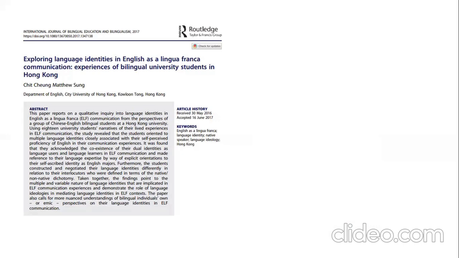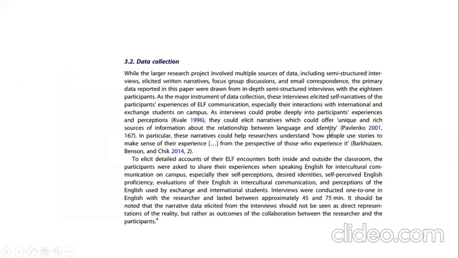The first one, we have exploring language identities in English as a lingua franca communication in the context of Hong Kong University. So here, the researcher would like to focus on language identities in the perspective of Chinese bilingual students in Hong Kong University. So here they use semi-structured interview. As we can see in data collection, they use multiple sources of data, including semi-structured interviews, written narratives, focus group discussion, and email correspondence.